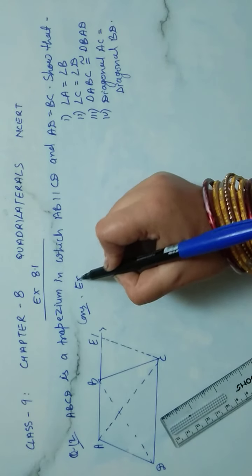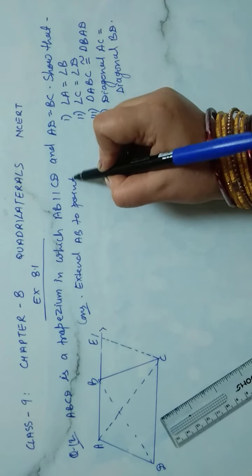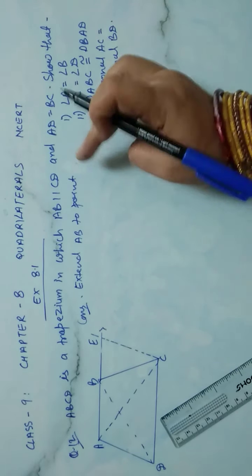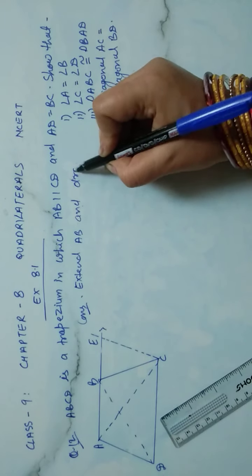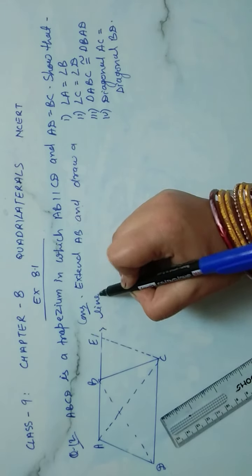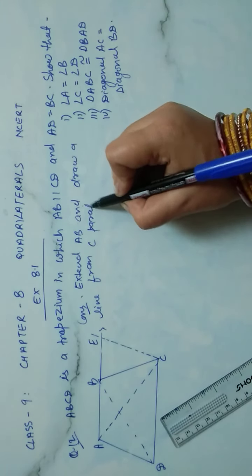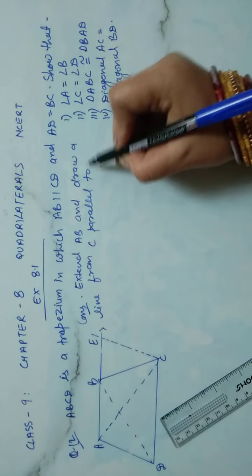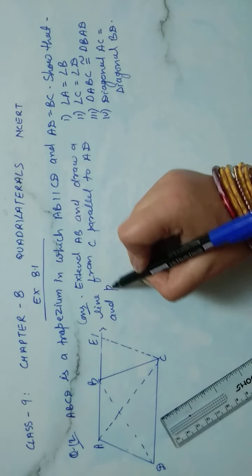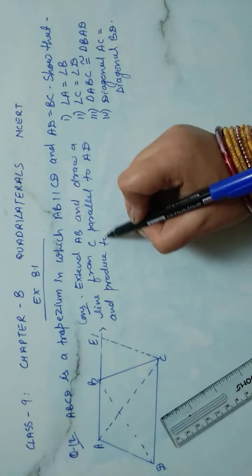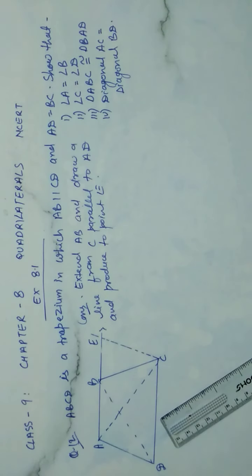We extend AB to point E. Okay, we will extend AB and we draw a line from C that is parallel to AD, and produce it to point E. And we have drawn the diagonals AC and BD.